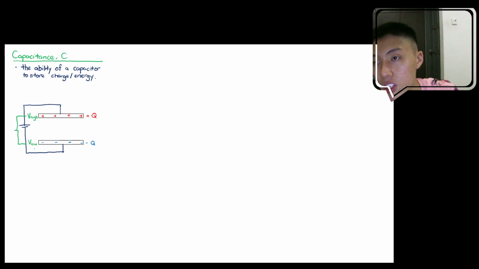Okay, you can obtain the potential difference by taking V high minus V low, right? This is what we discussed in chapter 1. If you want to find potential difference, take V high minus V low. Last time we called it delta V equals V high minus V low, right?